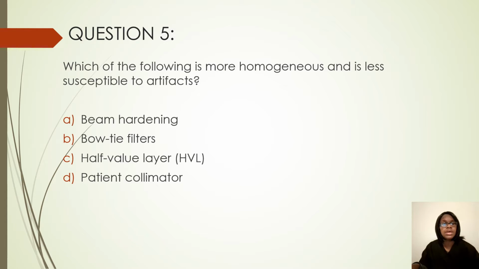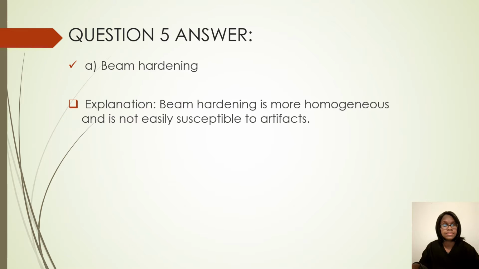Question 5. Which of the following is more homogeneous and is less susceptible to artifacts? Which one of these? Beam hardening. And it is not easily susceptible to artifact. Just keep that in mind. Beam hardening.